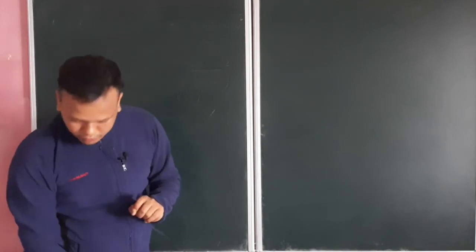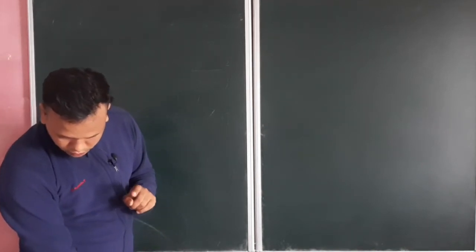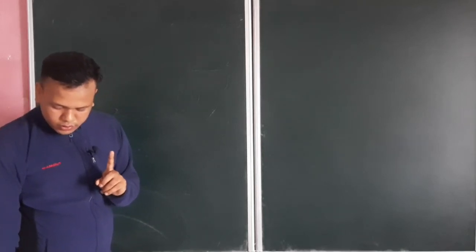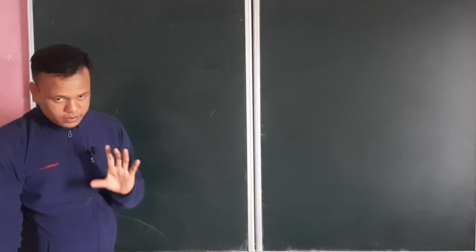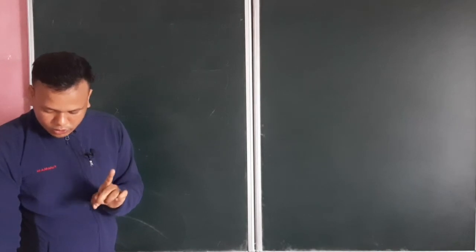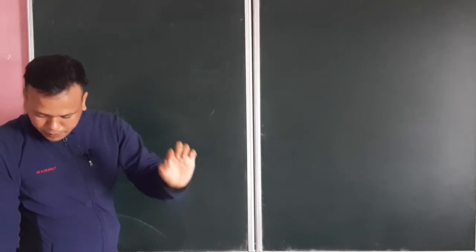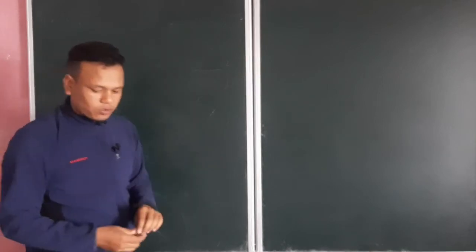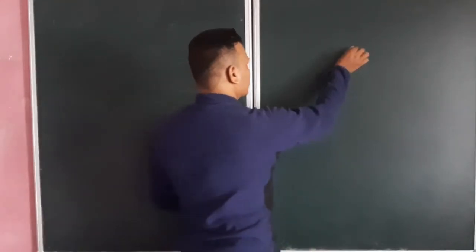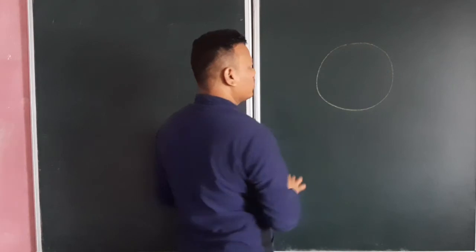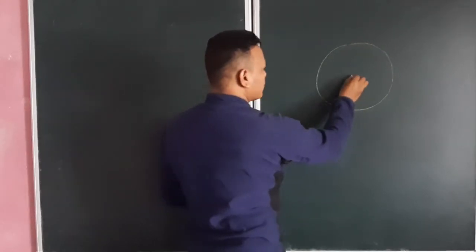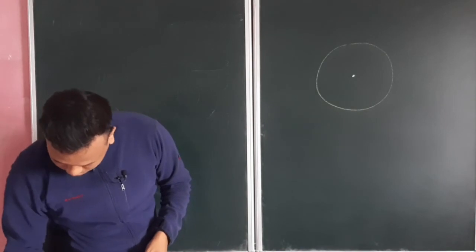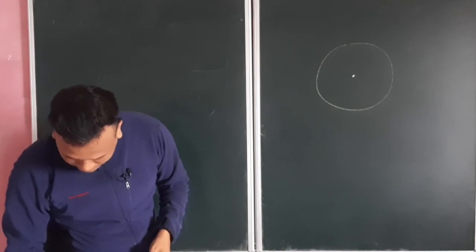Okay, let's begin with the second question. Question number 2 says, determine the equation of a circle whose center is given to be (8, -6), and which passes through the point (5, -2). Now let's try to understand this question. So there is a circle whose center is known, and the center is given to be (8, -6).